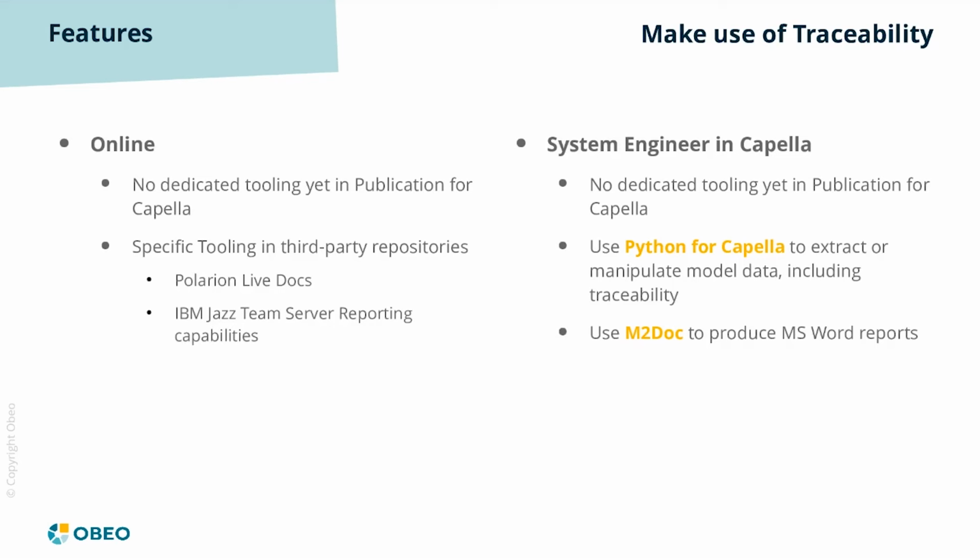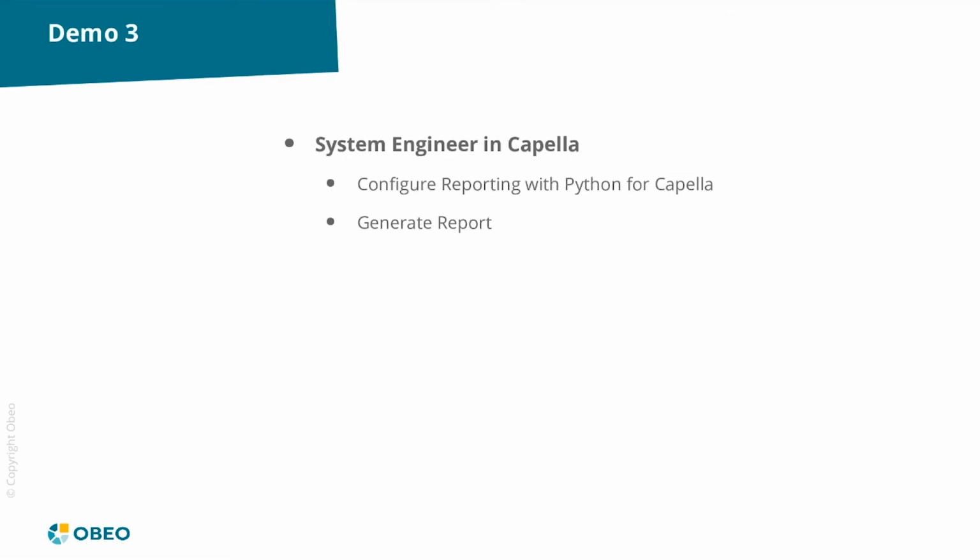And these do actually work quite well with Capella plus publication for Capella. Whenever there is traceability information in your Capella models, it's easy to extract it from your model with Python for Capella or M2Doc and use it in your documents or in your Python scripts. So let's see an example of that. We'll see another demo video.